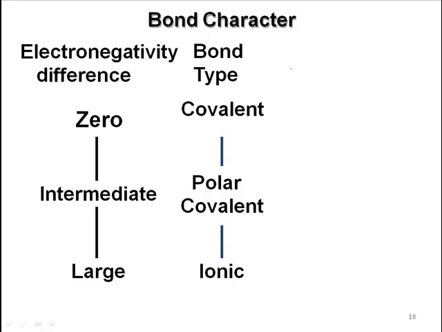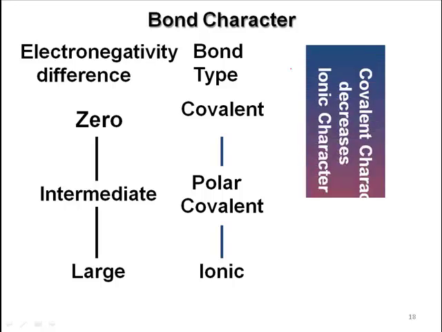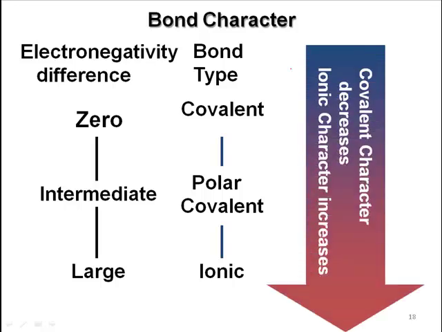Sodium and chlorine. The sodium would lose that electron and chlorine would take it, just like in the ice cream picture. It would run away with it though. And sodium, in that case, would run after the chlorine trying to get the ice cream. The covalent character decreases and the ionic character increases as the electronegativity difference goes up.